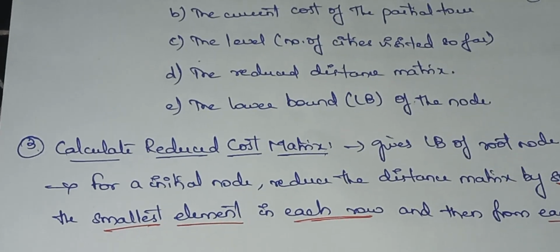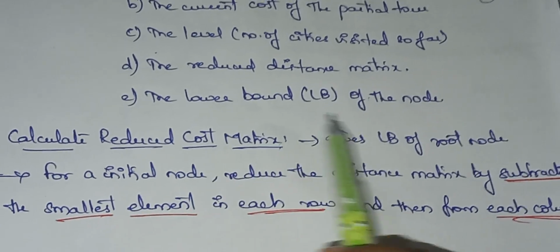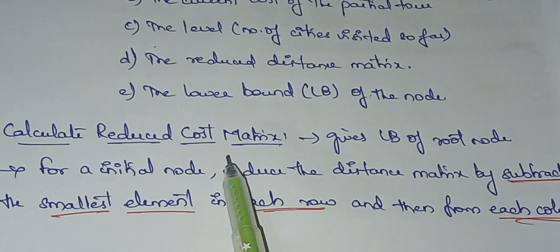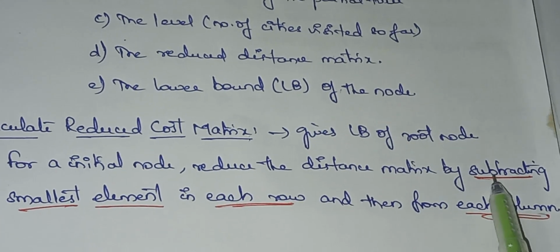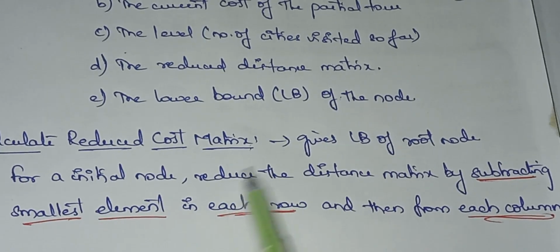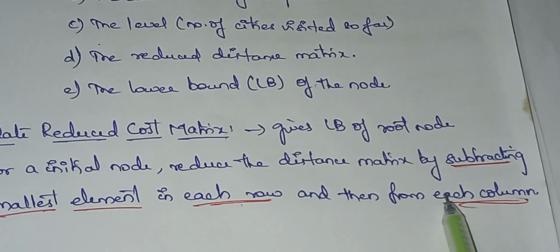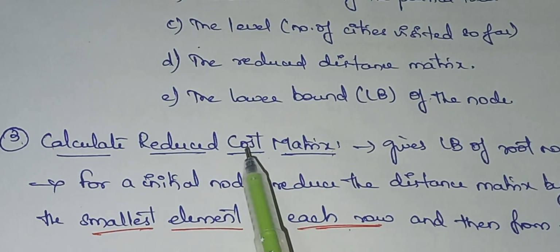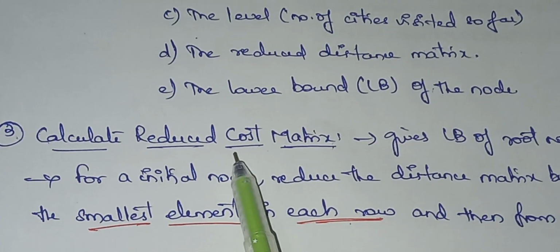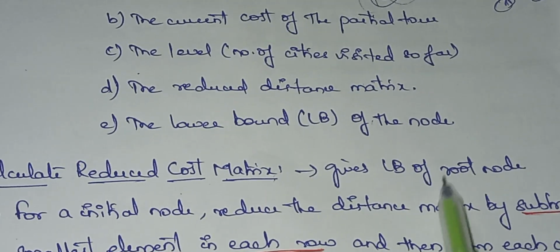Next, moving to the third step. The third step is to calculate the reduced cost matrix. The main motto of this step is that it gives the lower bound of the root node. How is this cost matrix calculated? You subtract the smallest element in each row. Once every row is finished, you subtract the smallest element from each column. So the reduced cost matrix is built by subtracting the smallest element from each row and then from each column. That gives the lower bound of that particular root node.